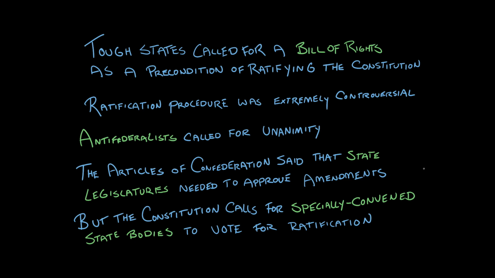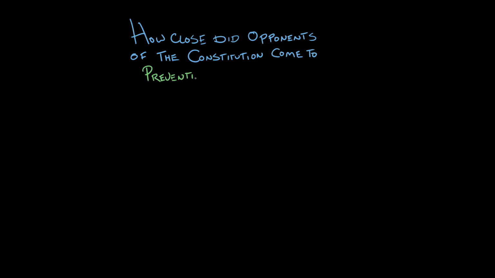So we know that there were some opponents of this new Constitution. How close did they actually come to preventing its ratification? Well, it was a very close fight. We look back on it, and eventually all 13 states are going to ratify, and it just looks like, oh, well, that wasn't too much of a trouble. But it was very close, and things could have easily gone in the opposite direction.